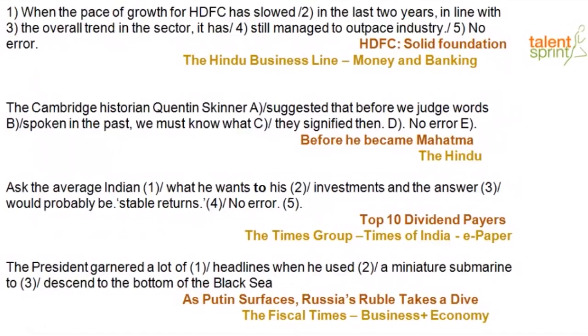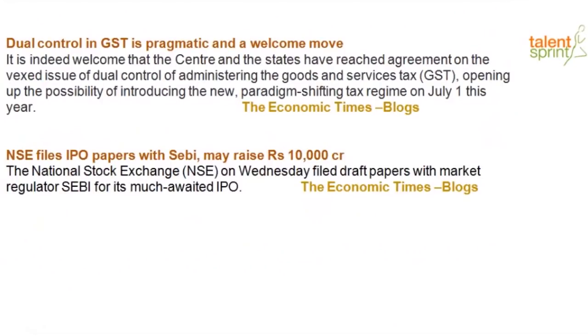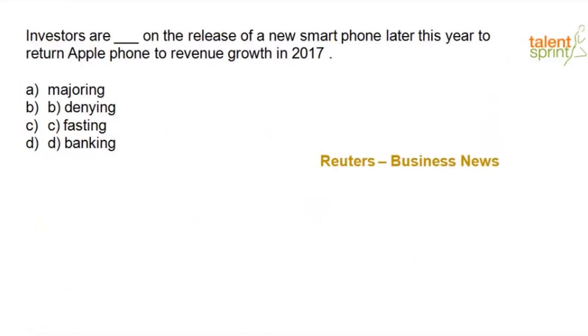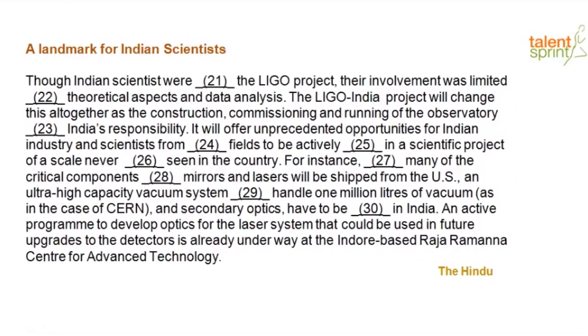Let's move on. Let's look at our other question types. The 2 jumble sentences that we saw, again, the source is Economic Times blogs. Okay? This one that we saw, single blank, the source is from Reuters, Business News. And the last one that we saw, closed passage, that's also from the Hindu.